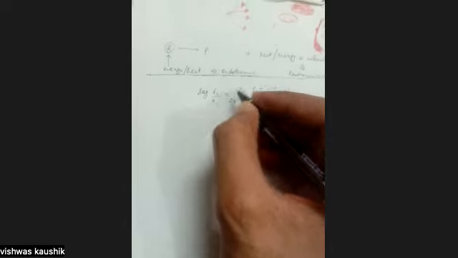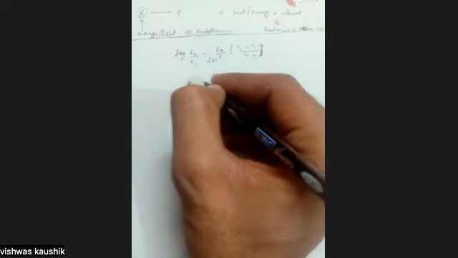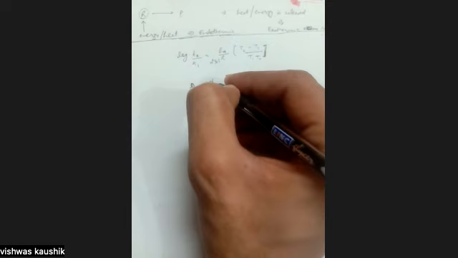From this equation we can predict how much the rate constant will change on changing the temperature from T1 to T2. And the differential form will be d ln k by dT equals E upon RT square.